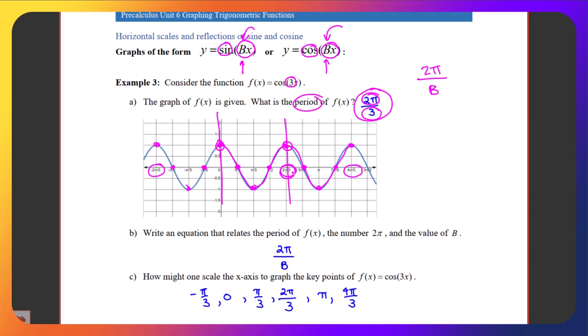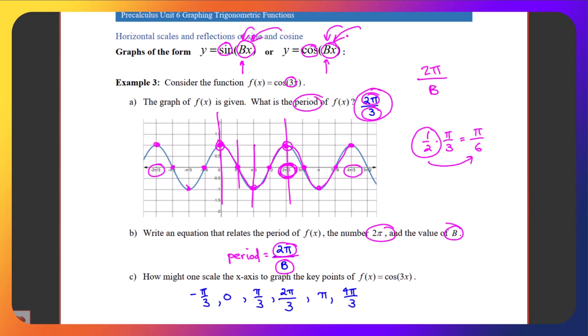And so if this is 2 pi over 3, halfway is pi over 3, and half of pi over 3 is just pi over 6. Very easy. Just multiply by a half to cut something in half. So here you go. The period is going to be 2 pi divided by b. And the b is going to be the number next to the x inside the function.